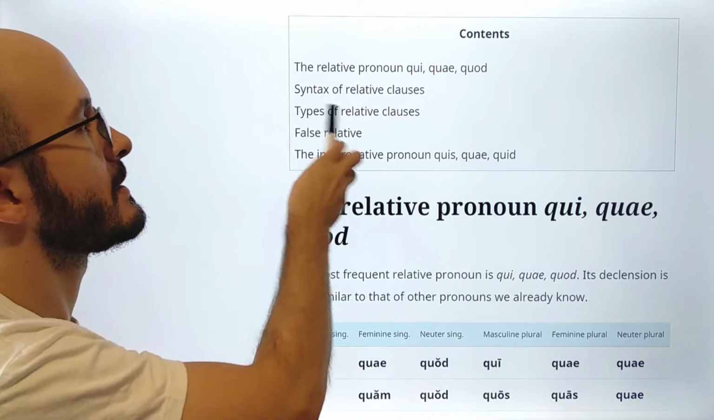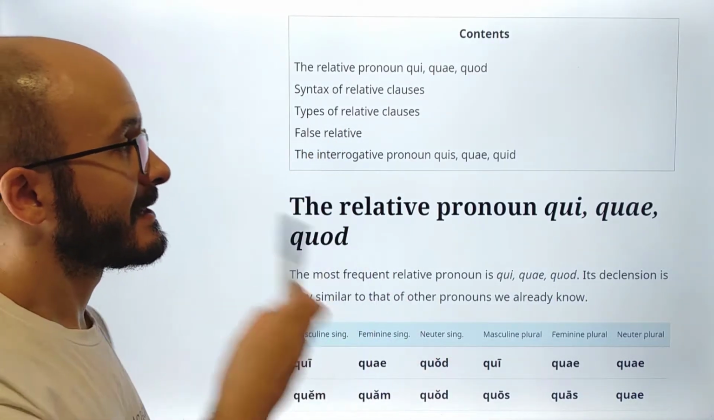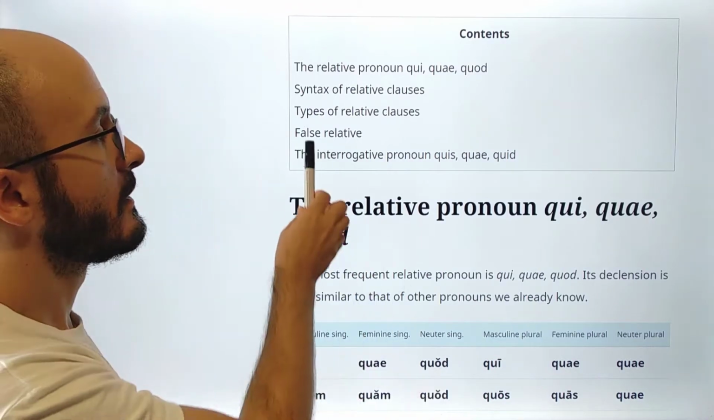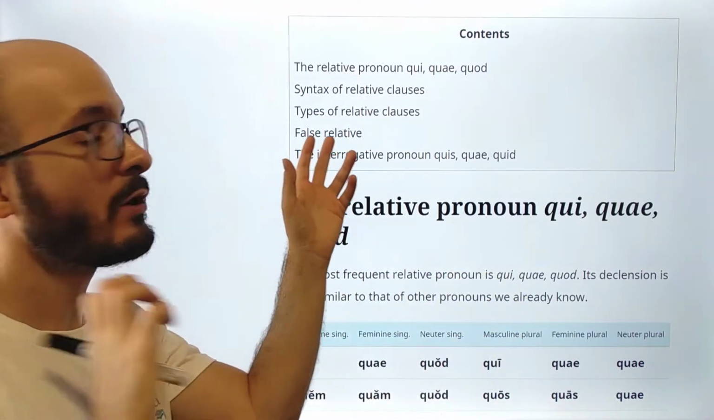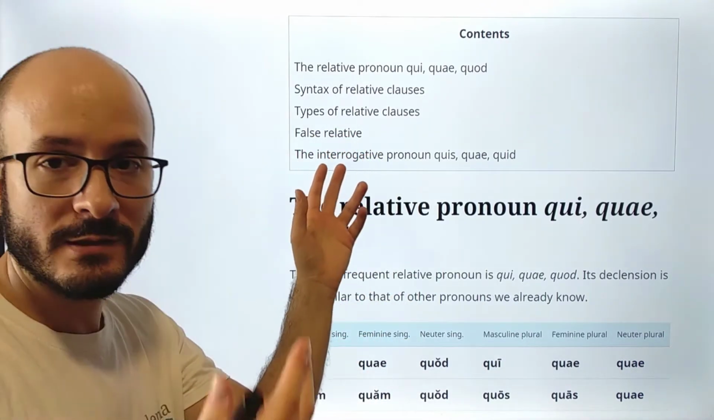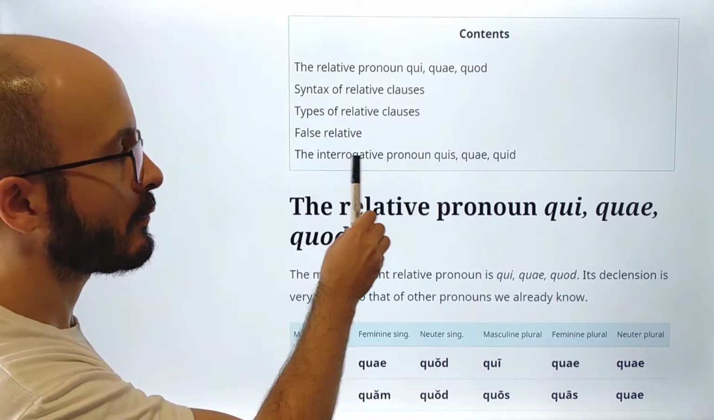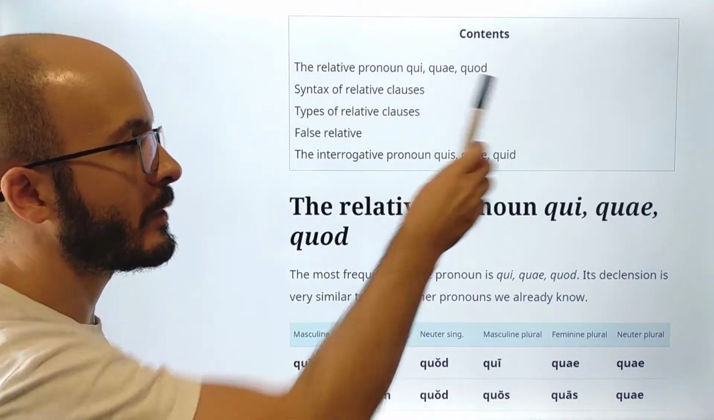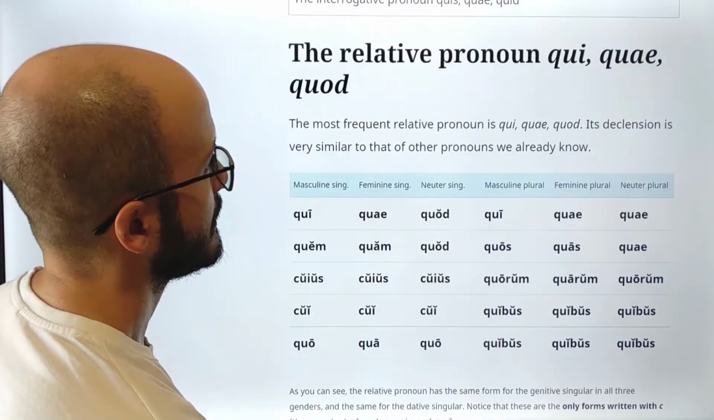Then we see the syntax of relative clauses, then the types of relative clauses, then something which is kind of different, which is the false relative, how it is used and how to translate it, and finally the interrogative pronoun quis, quae, quid, which we'll see why we study now.